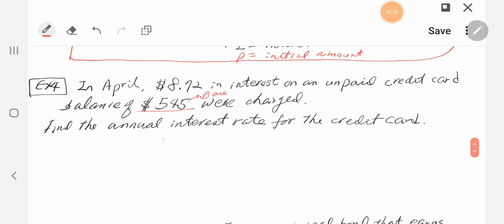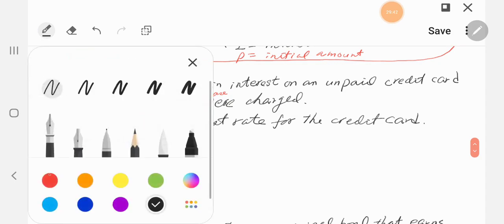Then find the annual interest rate for the credit card. So what's the formula for the interest rate? This annual interest is P times R times T, PRT. And then the principal is $545.